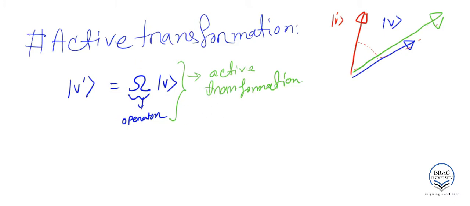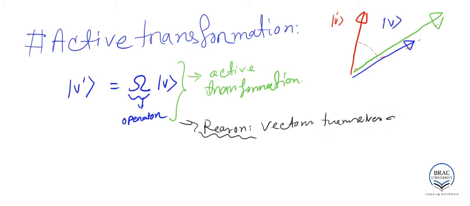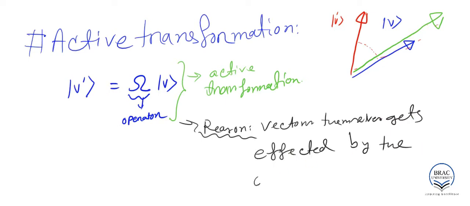And the reason they're called active transformations is because here the vectors themselves get affected by the operators. So this is an example of this active transformation thing. And now let's try to look at passive transformations.